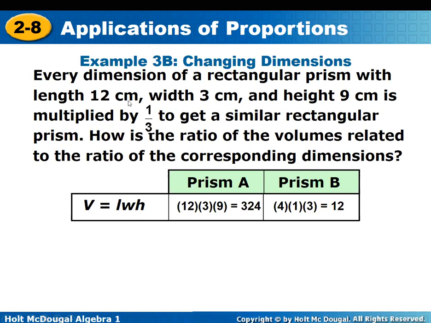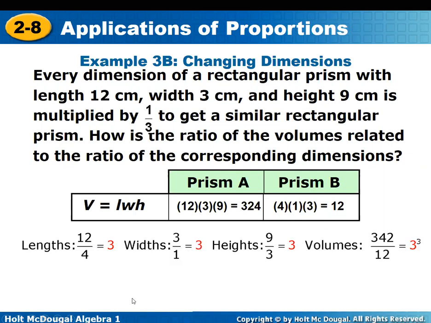So it will be 12 times a third, which is 4. 3 times a third, 1. 9 times a third, it will be 3. Then we found the volume of the second prism. Now, we will find the ratio between each two corresponding sides.